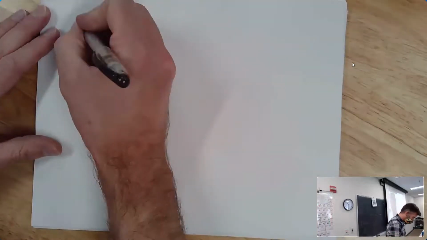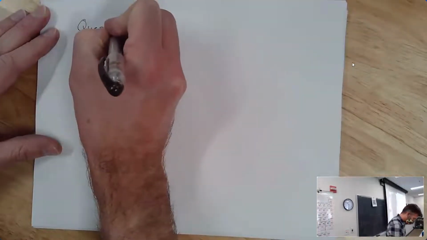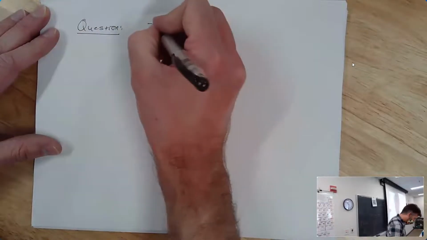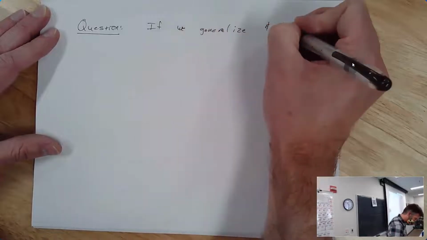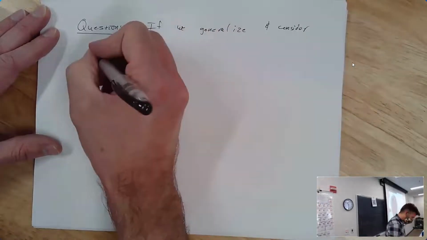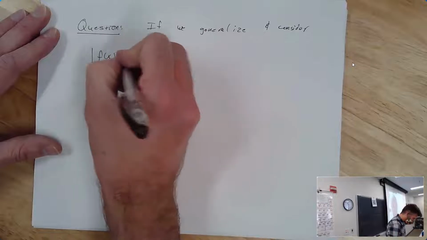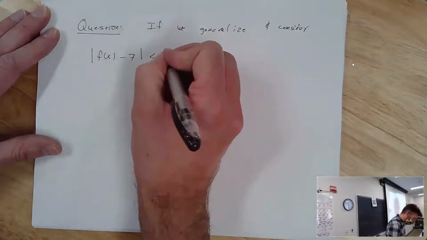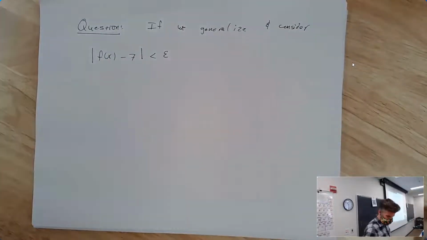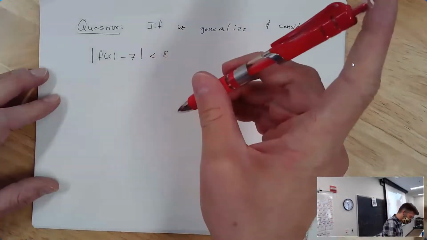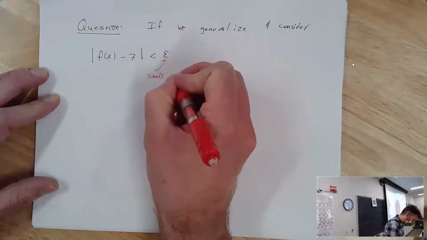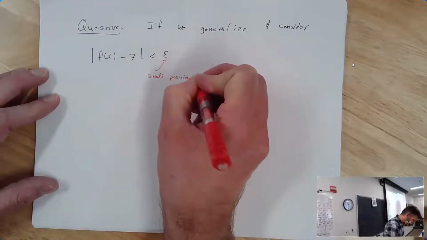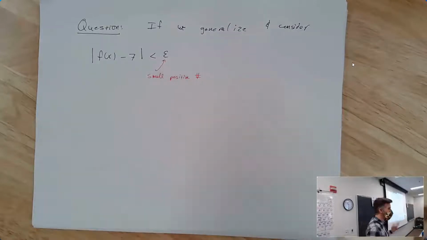So here's the question. If we generalize and consider the absolute value of f of x minus 7 to be less than some epsilon. And when you hear epsilon, you should immediately think, that's a small positive number. It doesn't have to be small, but you're usually thinking of it being small.